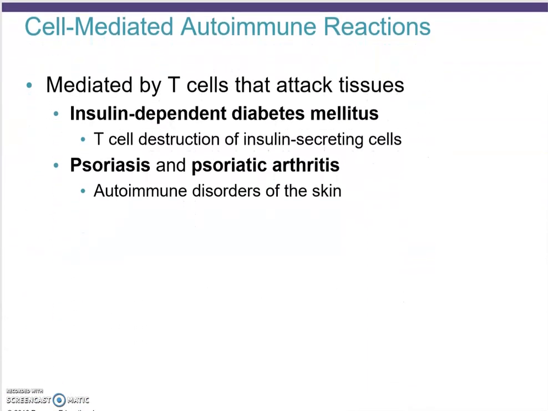Now, next one is cell-mediated autoimmune reactions. They are mediated by T cells that attack tissues. So there's type 1 diabetes, completely insulin-dependent diabetes mellitus. There you have T cell destruction of insulin-secreting cells, and the beta cells in the pancreas are being destroyed by T cells. Psoriasis and psoriatic arthritis are another example of cell-mediated autoimmune reactions. Those are autoimmune disorders of the skin.